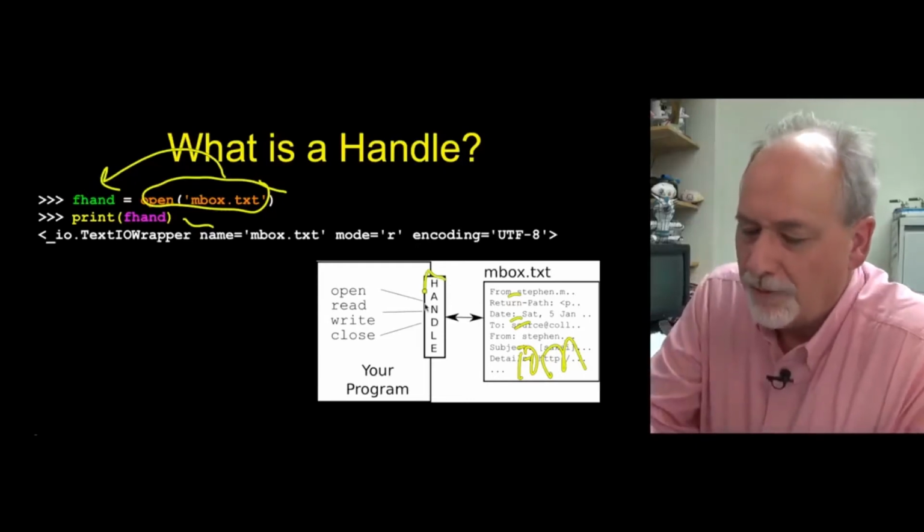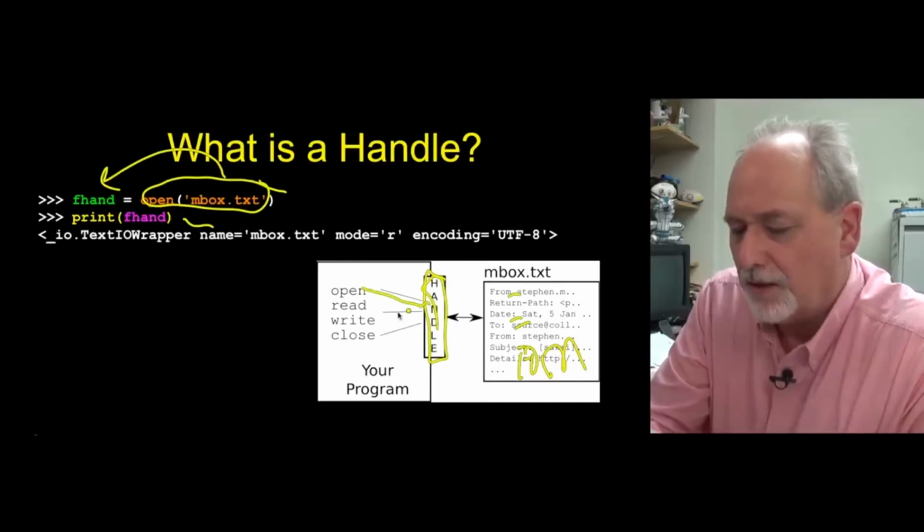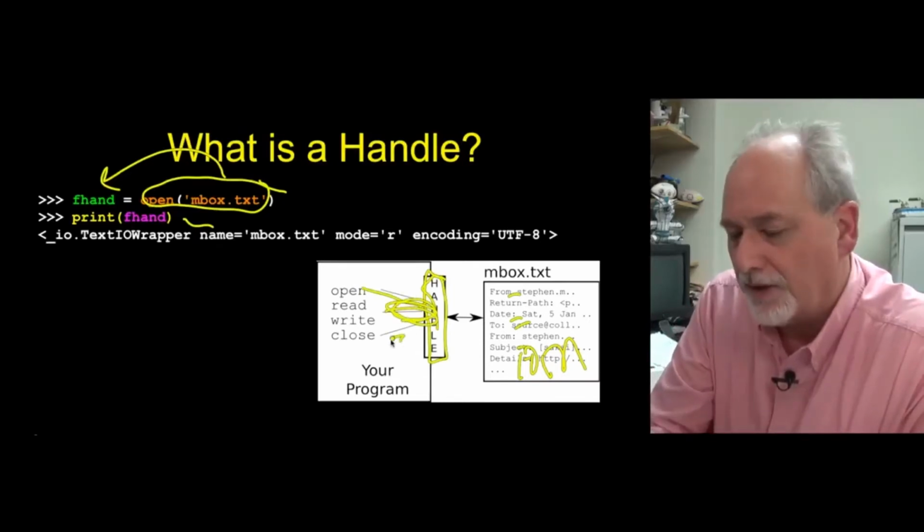The handle's like a little opening outside of your program, and you can talk to the file by opening it. Then you can read stuff. If you're writing the file, you can write stuff, and then you close the file to shut the handle down.